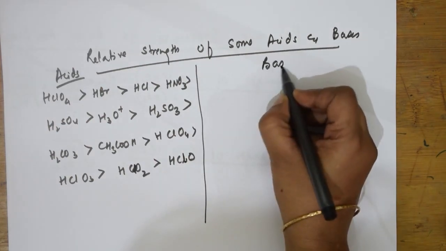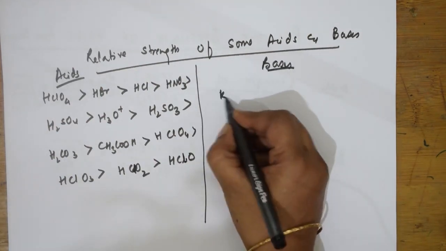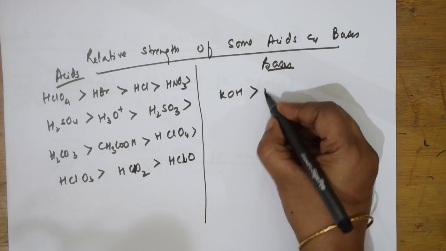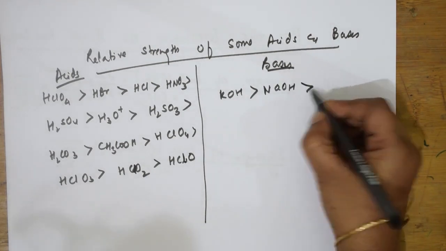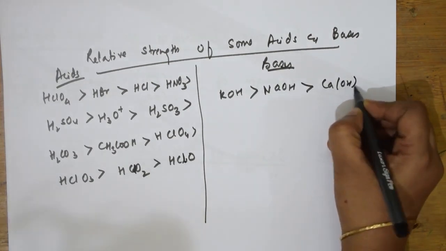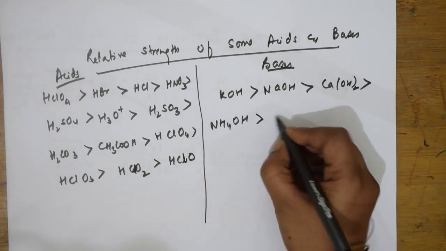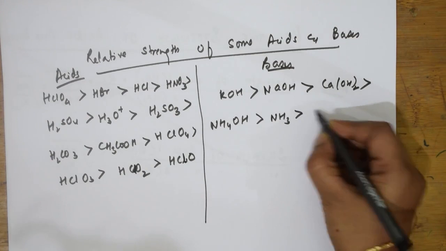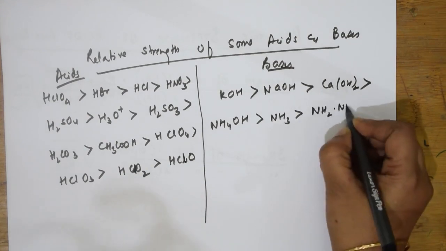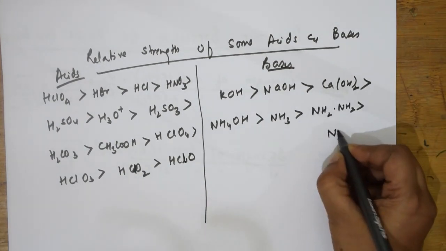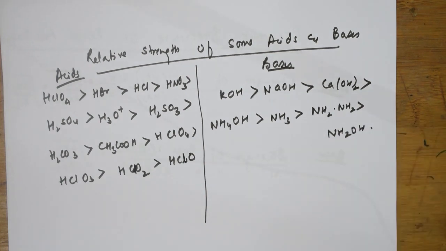This is your base strength. Potassium hydroxide is strong, then NaOH, then calcium hydroxide, then ammonium hydroxide, then ammonia, then hydrazine, then hydroxylamine. So these are the relative strengths of some acids and bases.